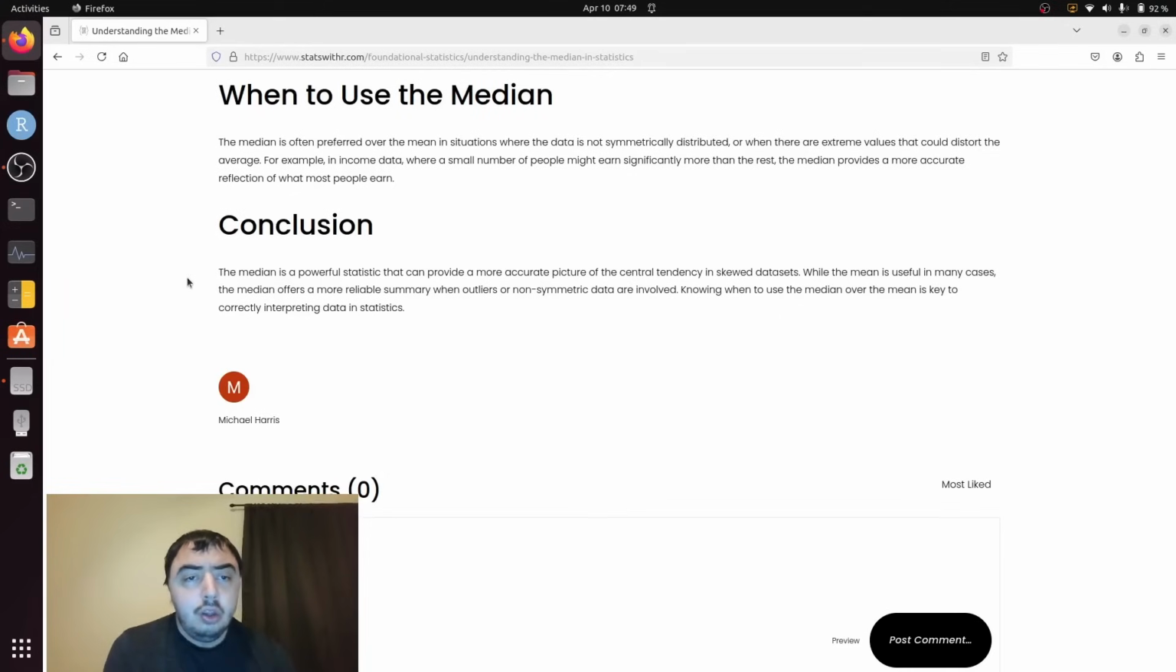Okay, so you order the data set, find the number in the middle, and that's your median. If you have two numbers in the middle, your median is the average of those two points. The median is more appropriate when you have significant outliers.